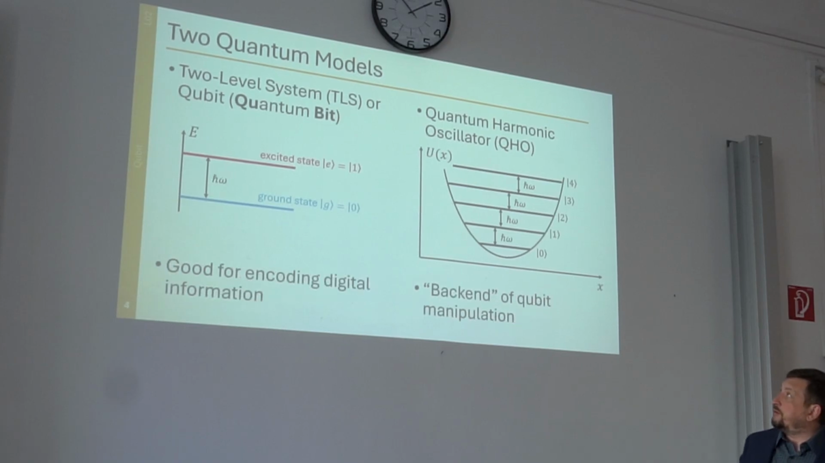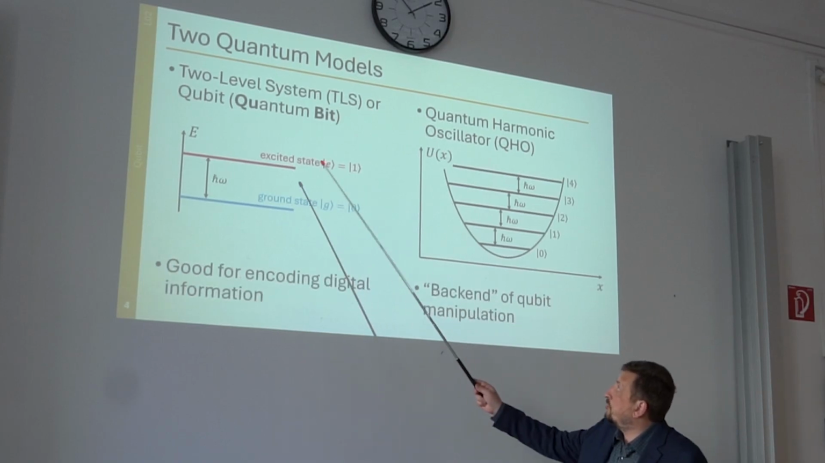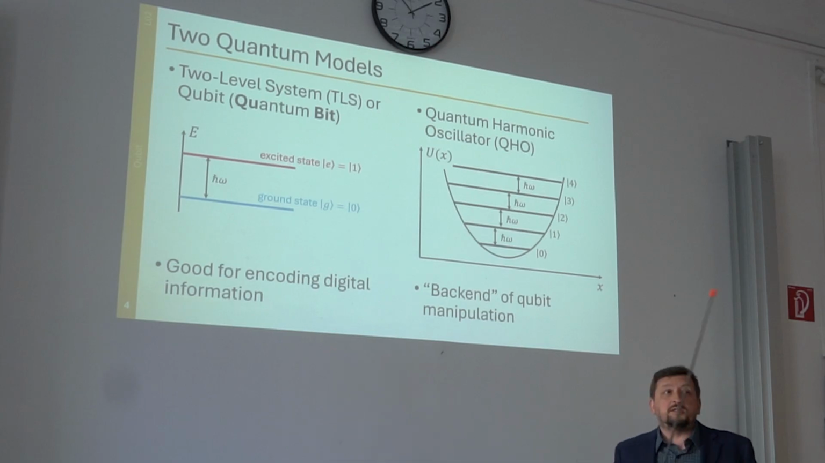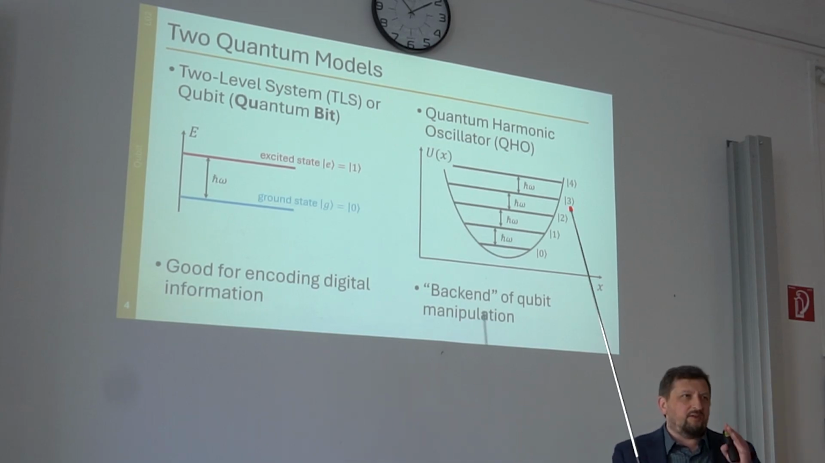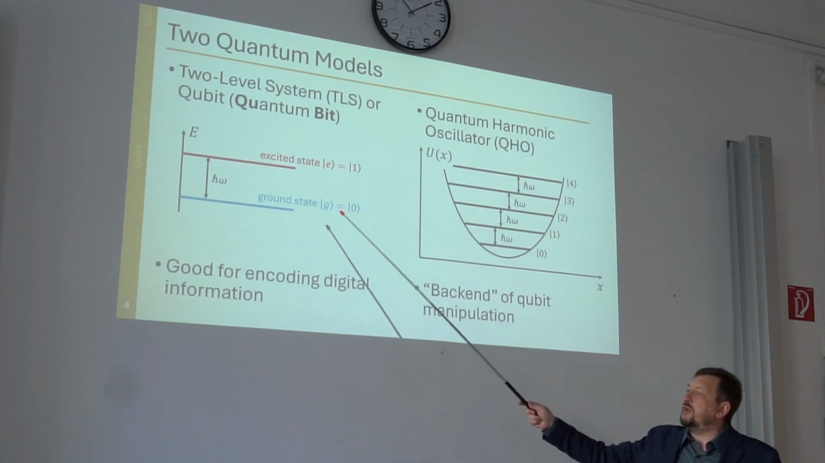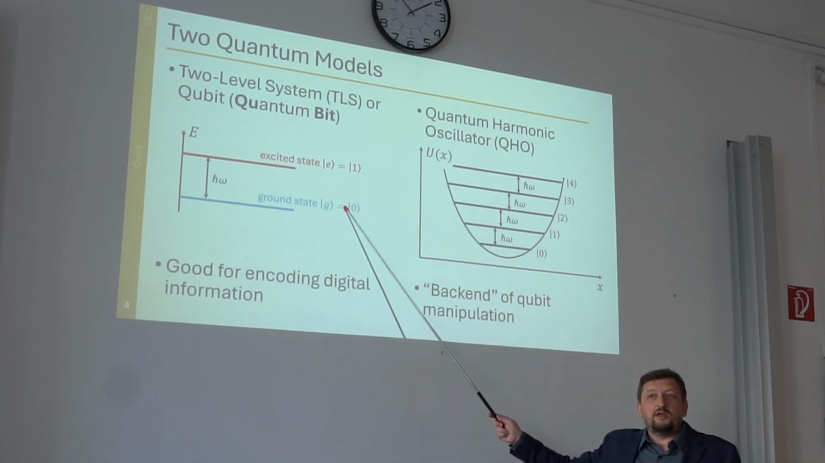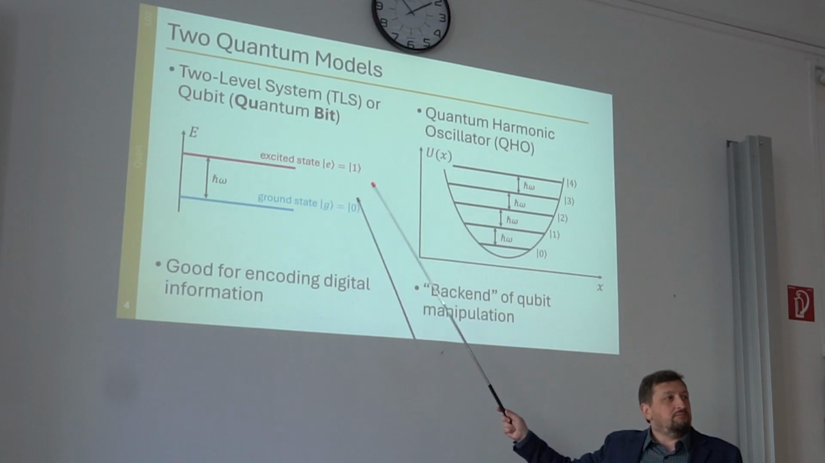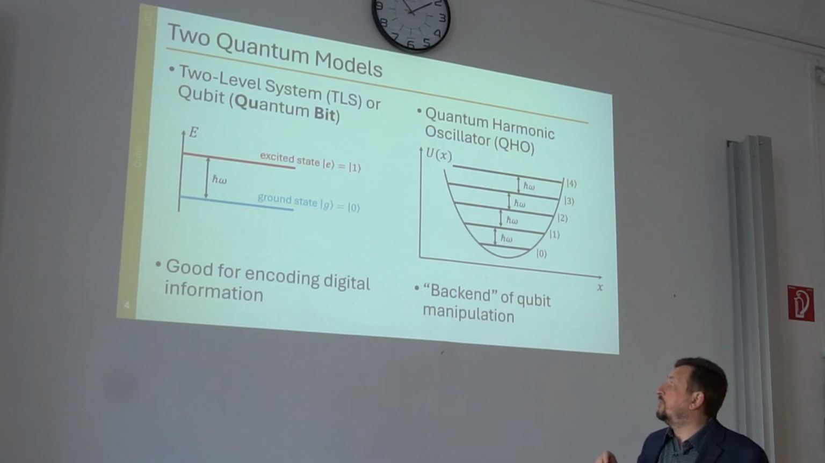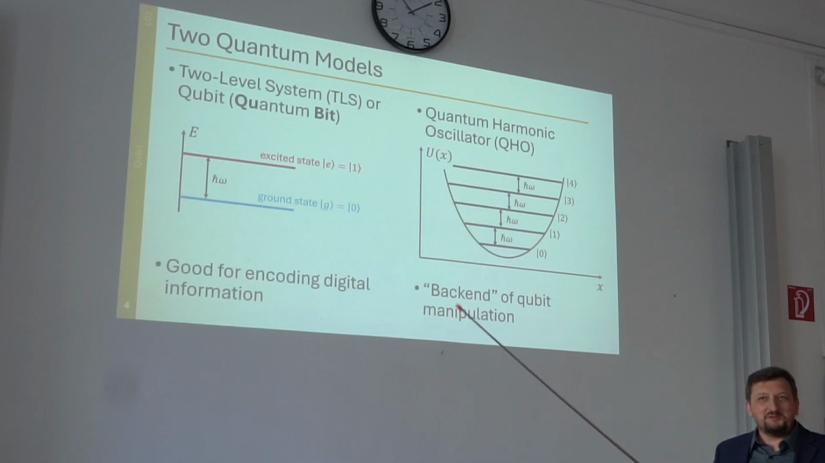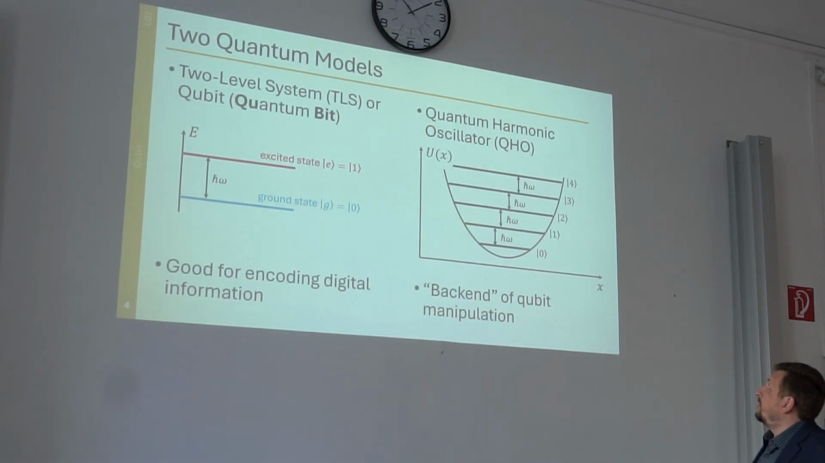Okay, so these two-level systems, qubits, are very good for encoding digital information, because here we have clearly two states, and we can say, okay, this state is 0. If the system is in this state, we have digital 0, and here we have digital 1, and nothing else. So this is very good for encoding digital information. And of course we can have superposition, because this is quantum physics. This is something that we will consider in a moment.